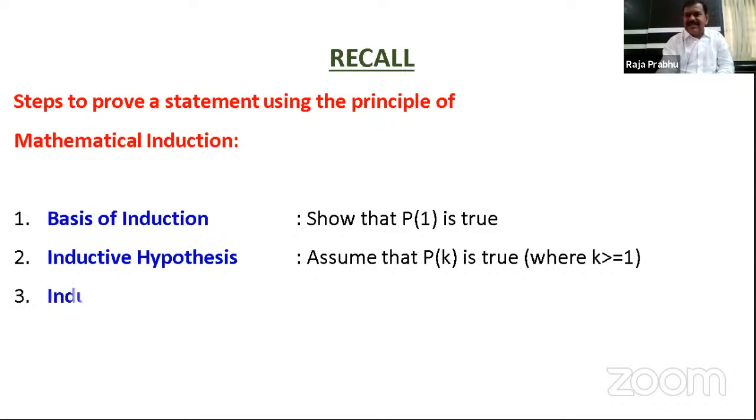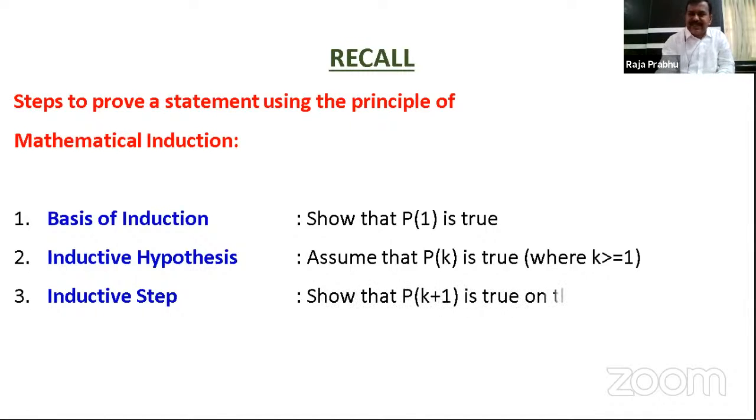And the third step, which is the major part of our problem, is the inductive step. That is proving that the statement P of n is true for n is equal to k plus 1. That means substituting k plus 1 and verifying it, so we have to prove P of k plus 1 is true. When a statement is true at these 3 steps, we can conclude that the statement will be true for any natural number. Already we have learned all these things in the previous session.